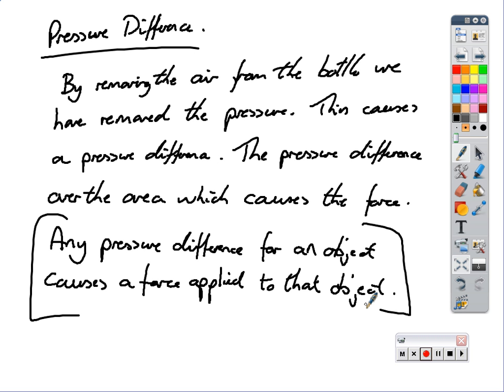Because the object has the same surface area, it's the same object, if you have a difference in pressure happening, maybe between the inside and the outside of the object, therefore there's a difference in force causing it to expand or to be compressed. Or what we're going to show now is water pressure: how water pressure shows a difference in pressure, which gives us a force.